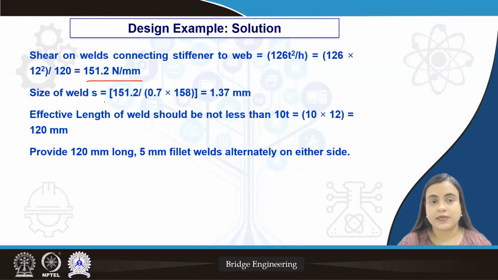Size of the weld S can be obtained as 151.2 divided by 0.7 times 158, that is equal to 1.37 millimeter. Effective length of the weld should be not less than 10T, that is 120 millimeter. So we can proceed with providing 120 millimeter long 5 millimeter fillet welds alternatively on either side.